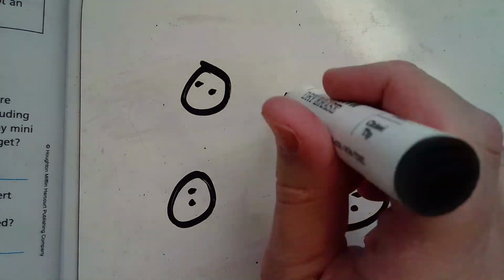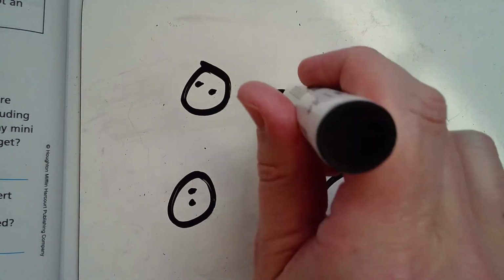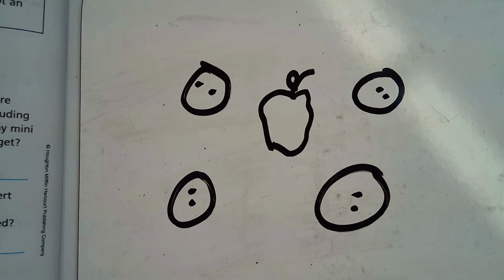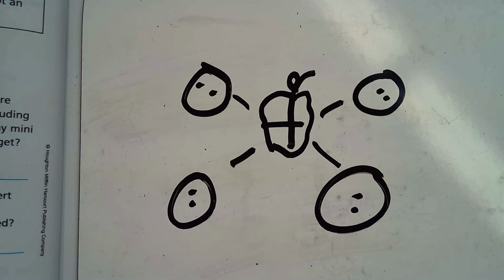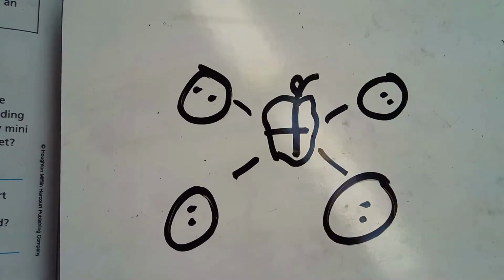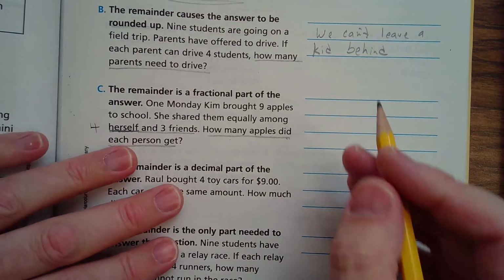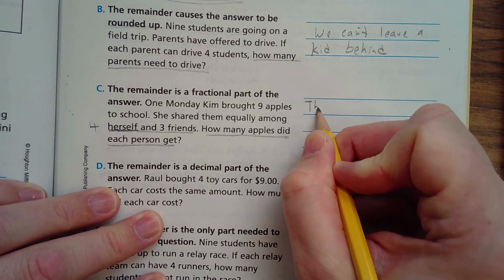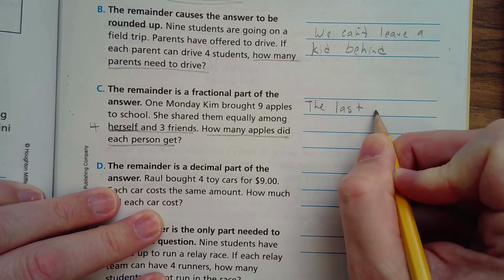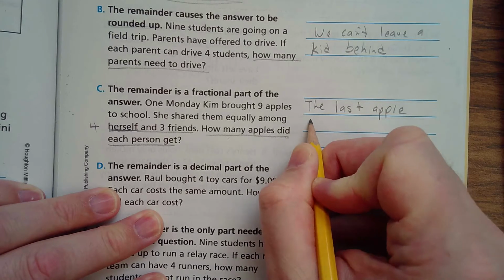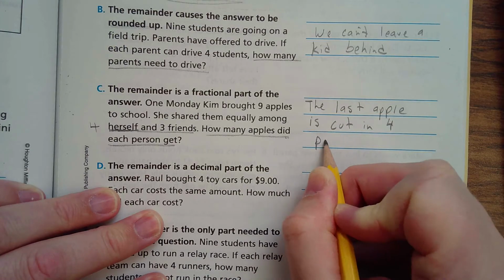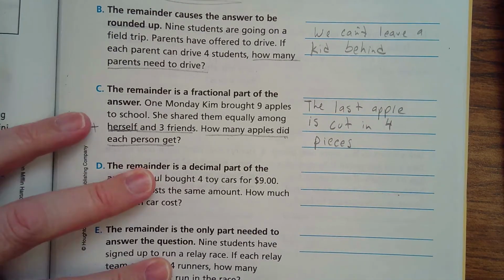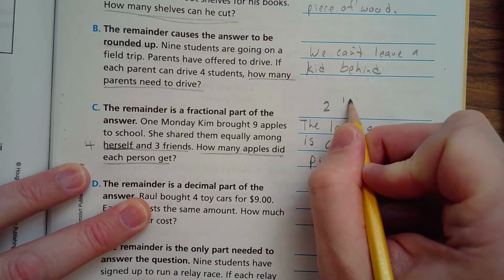And so in this case, our apple, we will cut our apple into 4 pieces. So they each get a quarter of an apple now. So the answer is going to be in fraction form. They're each going to get 2 whole apples plus 1/4 of an apple. So I should put this up here. They each get 2 and 1/4.